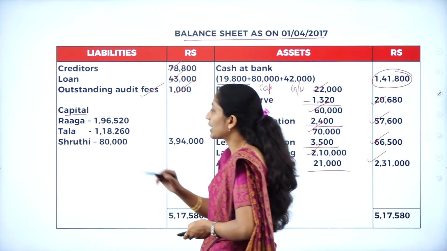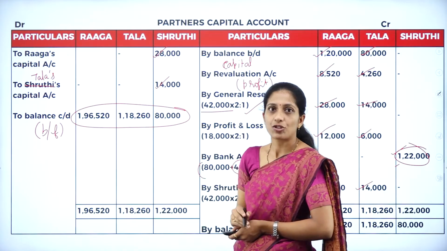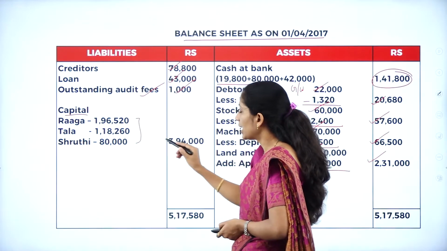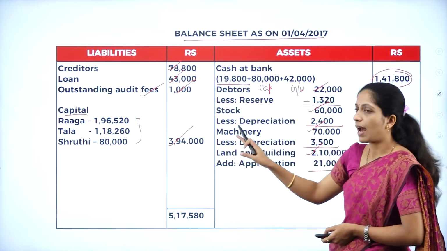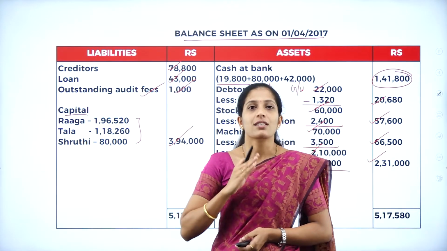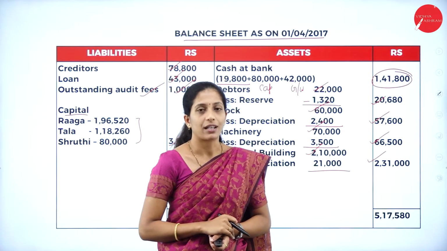Now write the capital. What is the balancing figure of the partners' capital account? This amount has to be written as capital. Record all the amounts as capital, total it, and now balance both sides. The total of the liability side should be equal to the total of the asset side. So this is a very important 15 marks problem on admission of a partner.